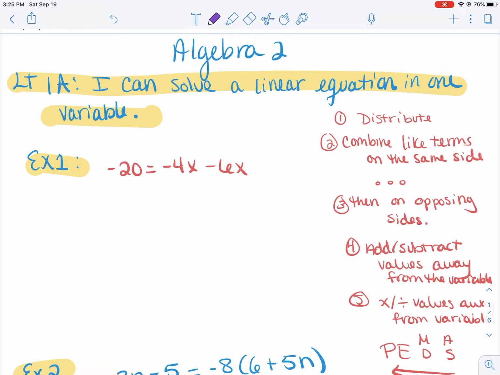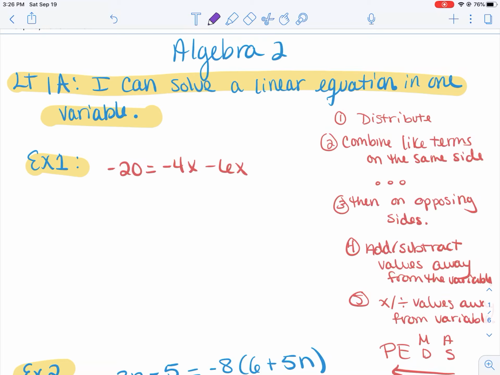Hopefully this is review for you all, but just to make sure there are no cobwebs in our brains, we're going to refresh your memory and then you can do a little practice depending on how your pretest went. So our first example is negative 20 equals negative 4x minus 6x.